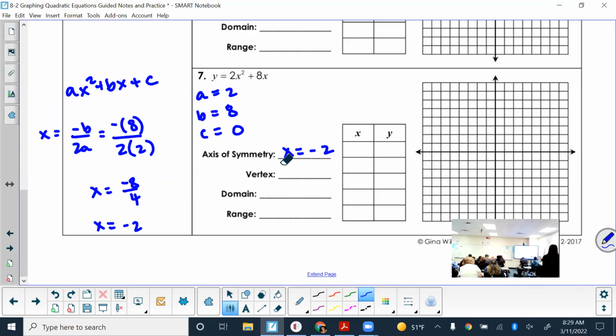All right, vertex is next. The x I should know immediately. What is it? Good, because we just solved for it. How do we calculate the y? Substitute the x value, which we said is -2, into that given equation.